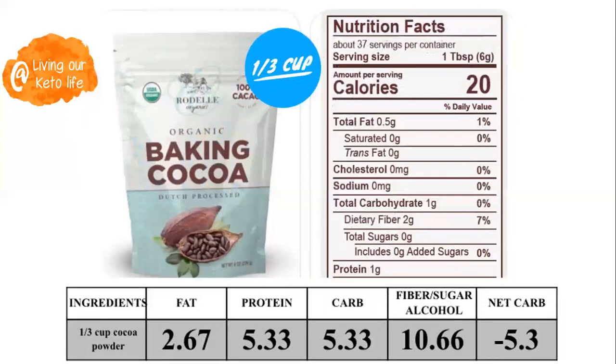This is my magical baking cocoa that I love. I multiplied everything by 5.33 because that's how many tablespoons are in a 1/3 cup, and 1 serving size is 1 tablespoon. So this is what I get. Notice something here and why I like this cocoa powder so much. There is more fiber in it than there are carbs. So when I deduct the fiber from the carbs, I get negative 5.3 net carbs, which helps make up for some of the other carbs in the recipe.